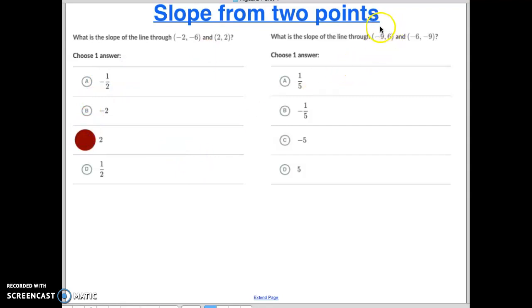Let's do another one. Remember, it's my x-coordinate, my y-coordinate, x-coordinate, y-coordinate. So we're going to do the change in y going from positive 6 to negative 9. That one, it went down 15. Then went from negative 9 on the x-coordinate to negative 6 on the x-coordinate. So the x-coordinates went up 3. So negative 15 divided by 3 is negative 5. And that's how you find the slope from 2 points.